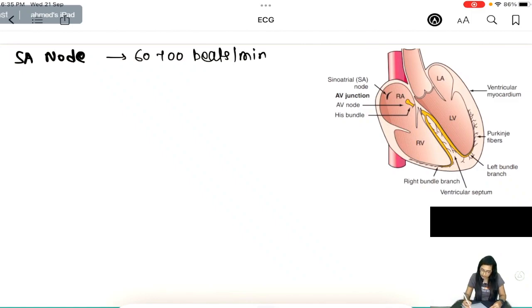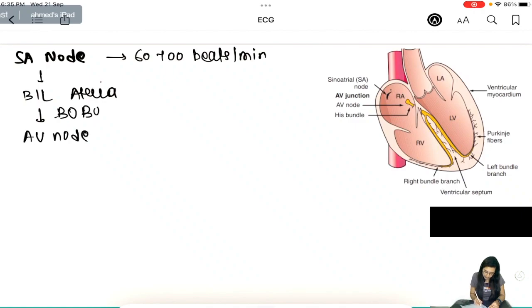Okay, so as you can see, this is the SA node. So from SA node, impulse starts, it goes into the bilateral atria together. Okay, so it goes in both the atria together. From SA node to AV node, it goes to the right atrium using the bundle of Bachmann. Okay, so this is important. This bundle is important. From SA node to AV node, it goes using bundle of Bachmann.